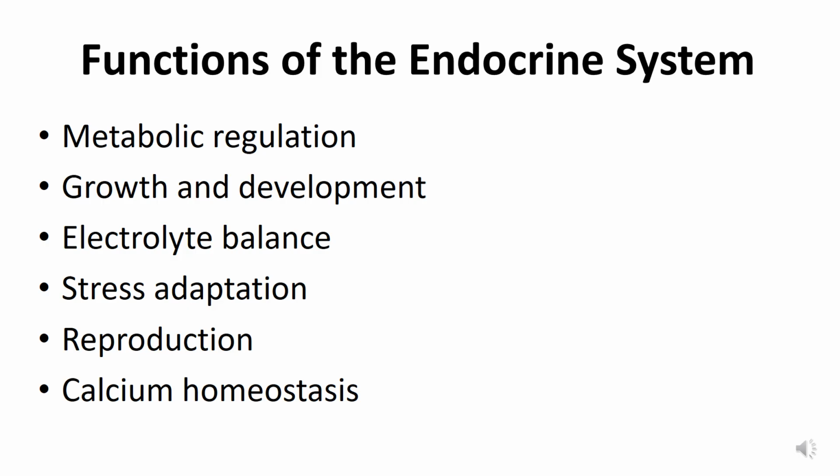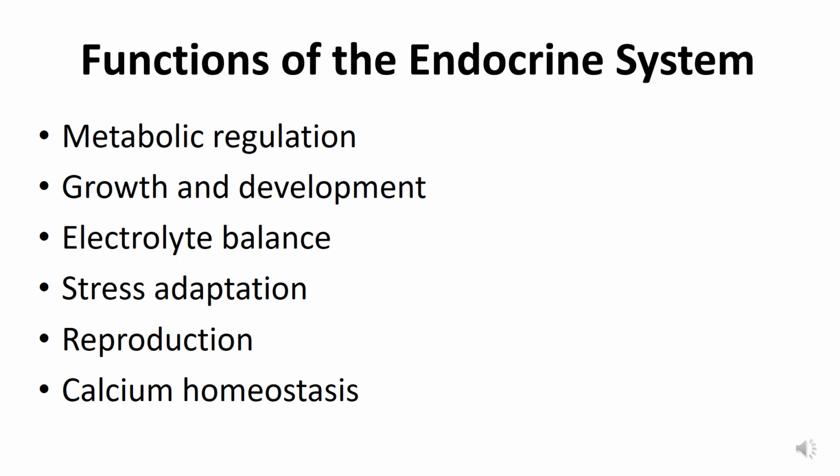One major function of the endocrine system is metabolic regulation. Metabolism is the process of turning food into energy. Hormones help decide how fast or slow this process happens. They influence body temperature, energy levels, and even weight management.